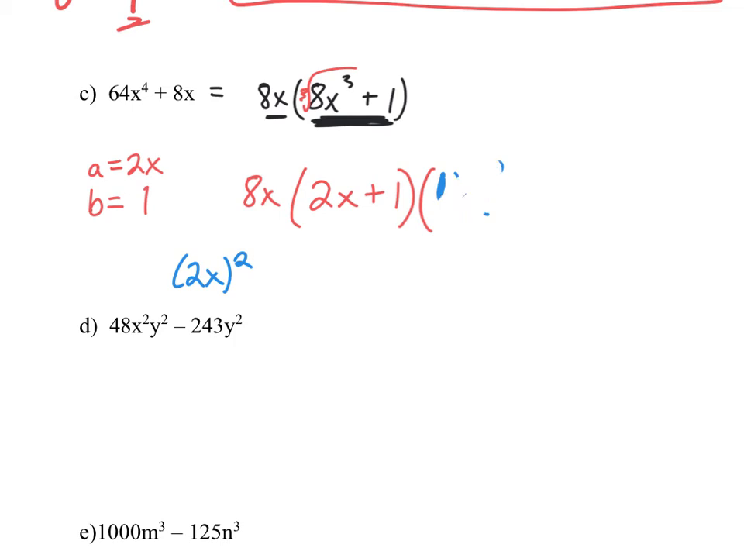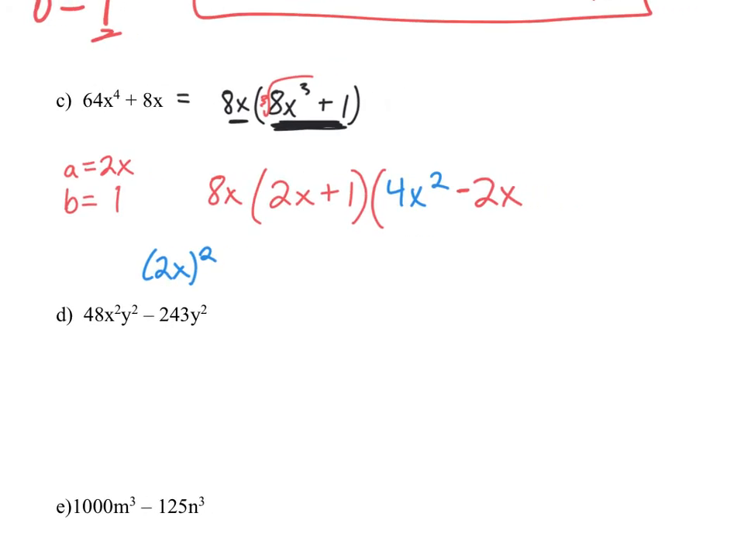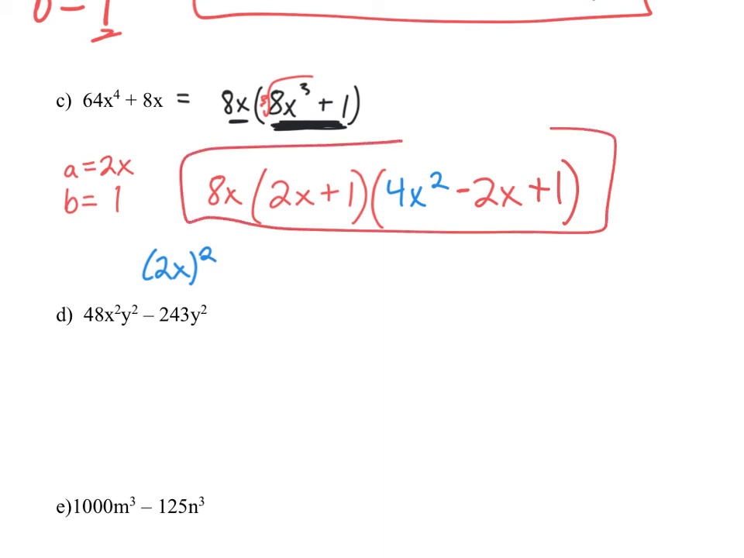That looks kind of ugly. I'm going to rewrite it. Okay. Next thing, minus 2x, because it's minus a times b, which is 2x. And then last but not least, plus 1, because 1 squared is 1. Okay, that is it. That's my answer. You don't have to simplify any further from there.